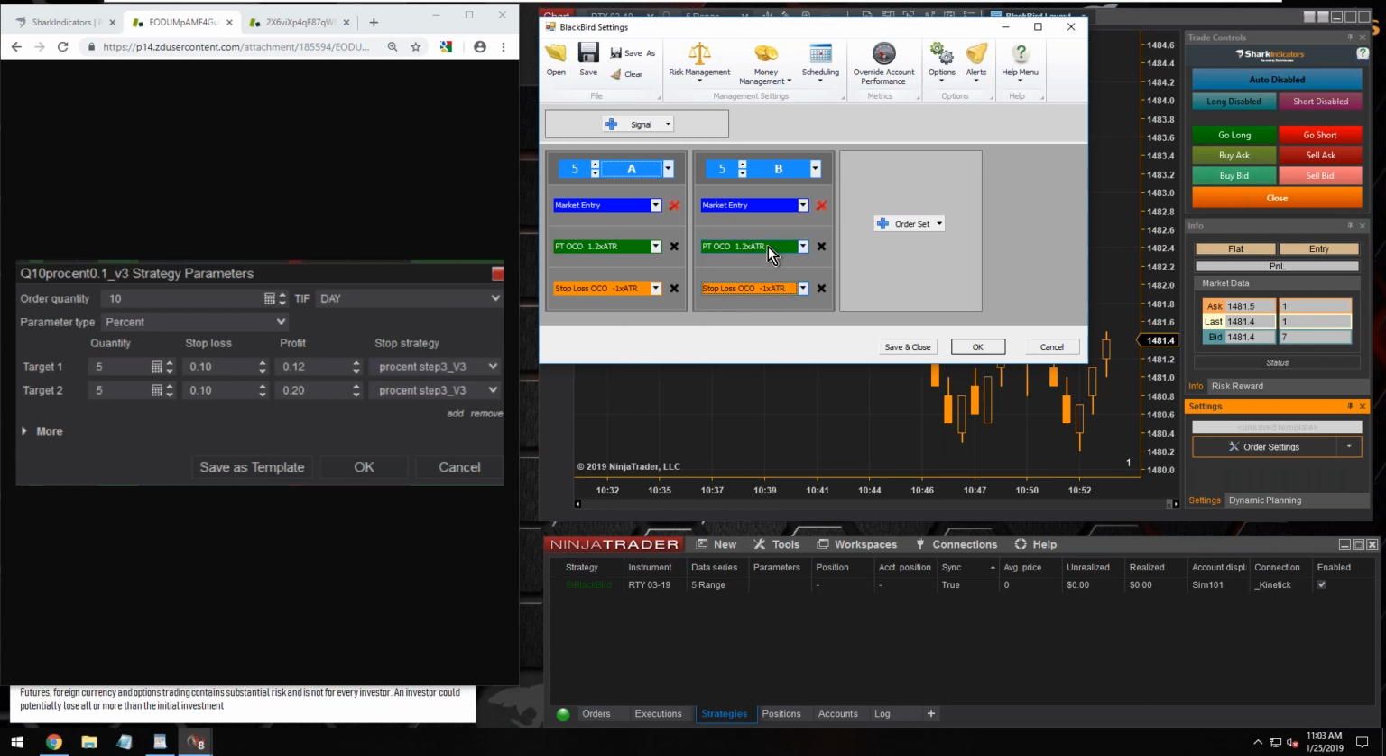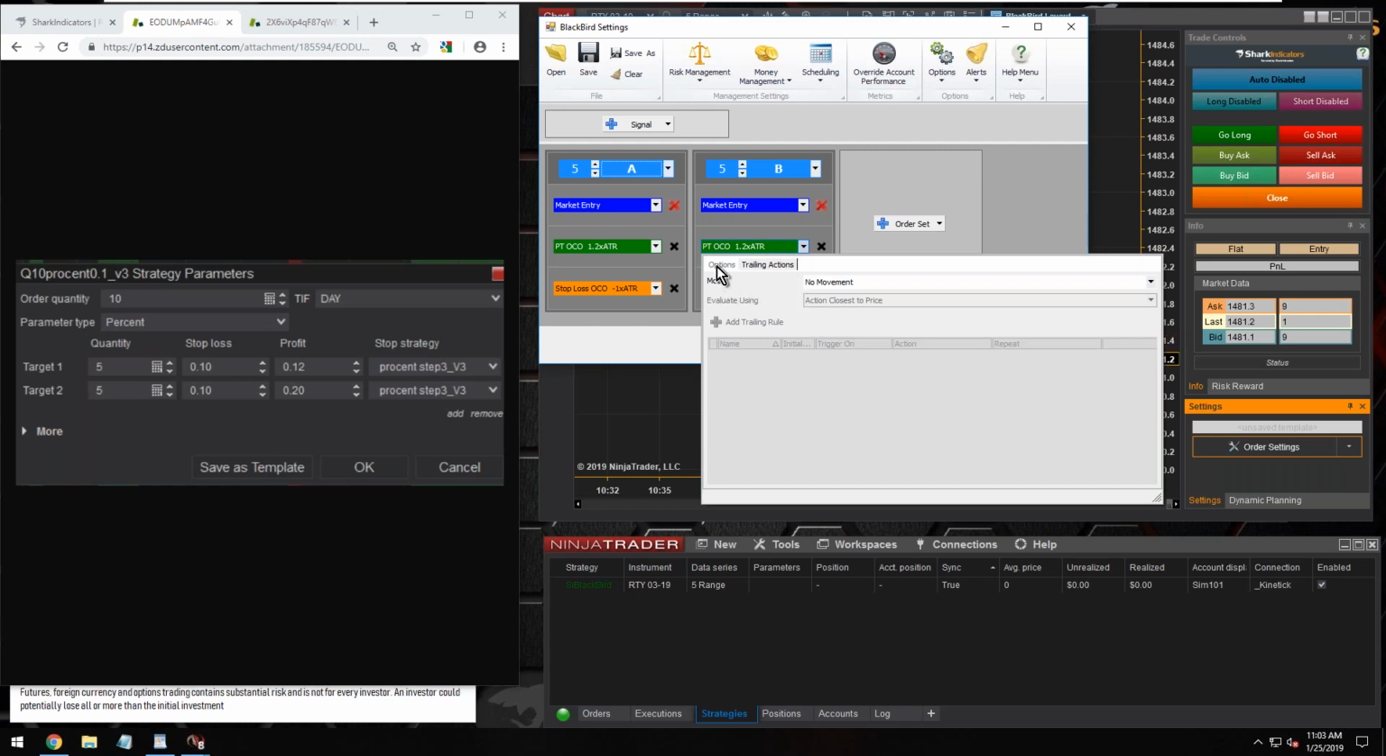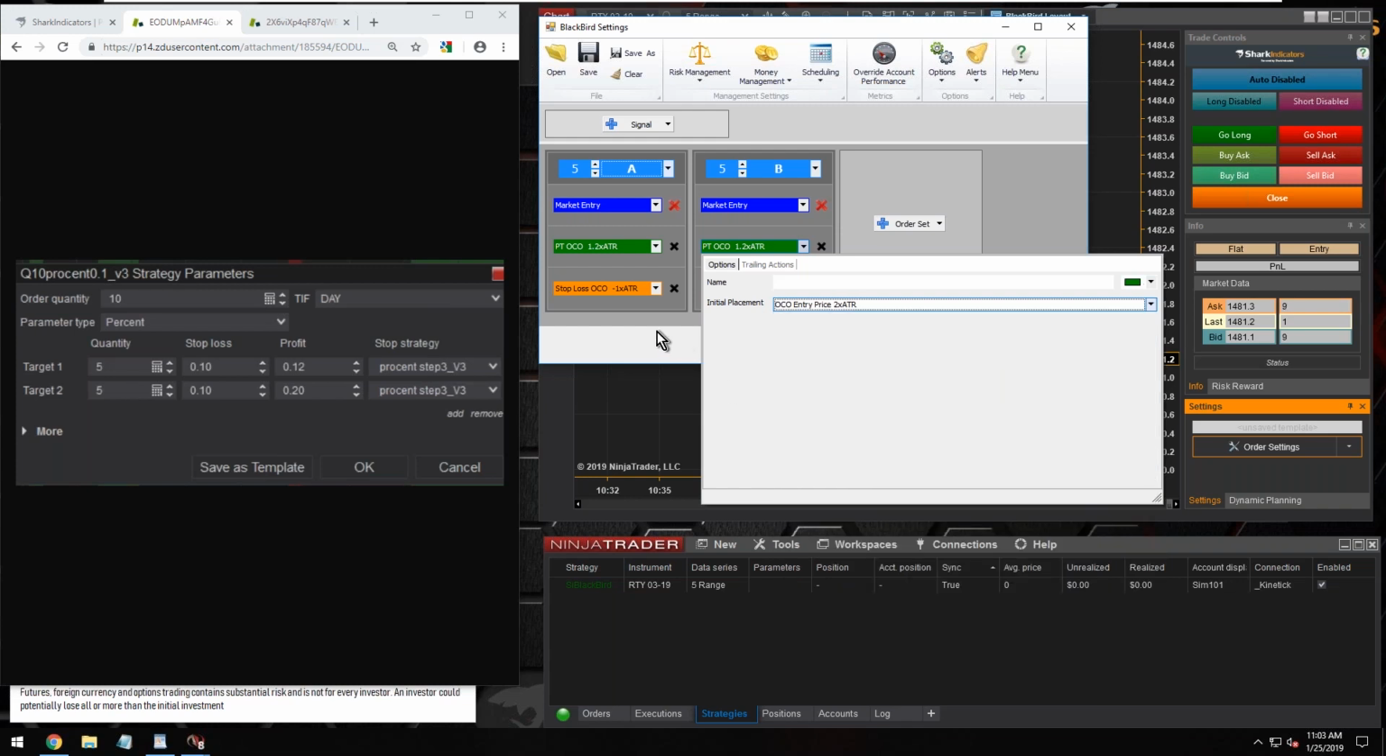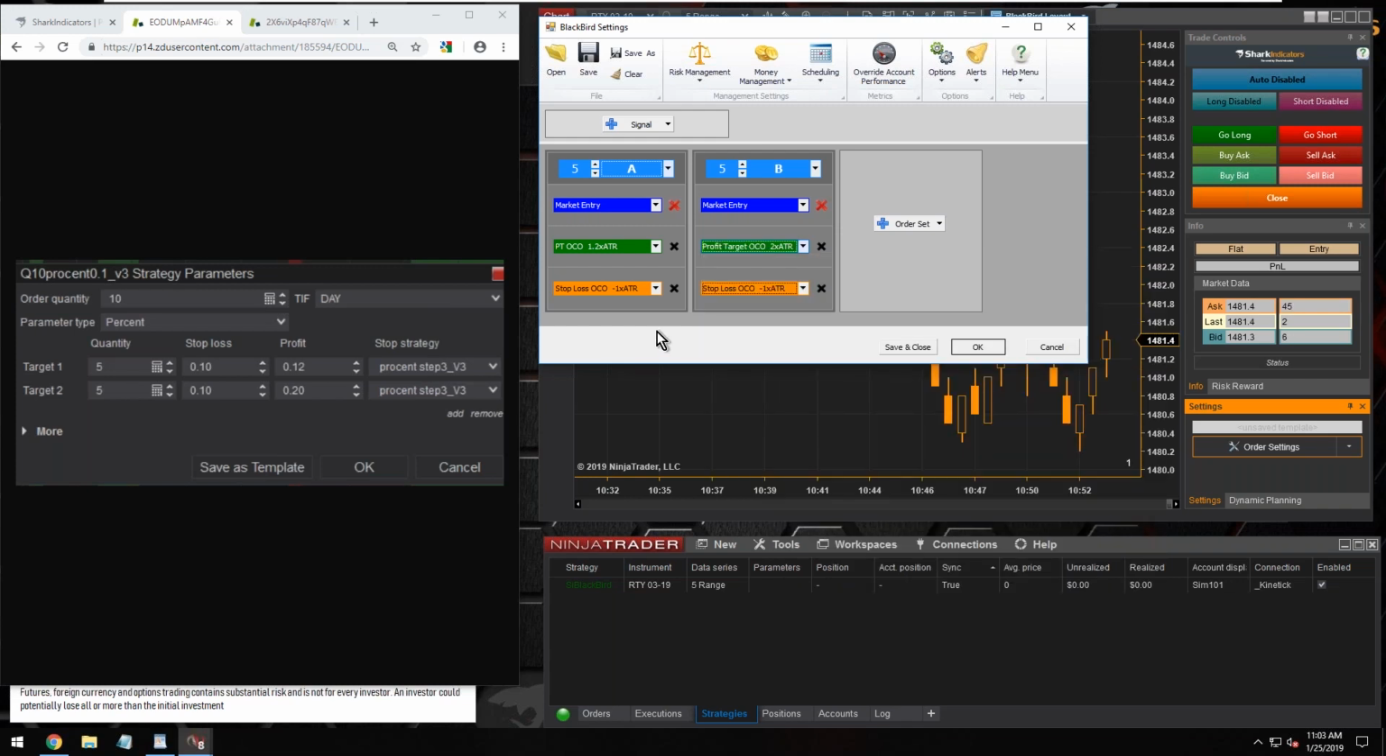So we can just open up the profit target, click on our options tab here, go into the initial placement, and adjust our profit target to whatever you want there. I'll set that up as a 2 ATR. And there we go, we're done. So there's target 1 and target 2, and it even copied the number of contracts as well.